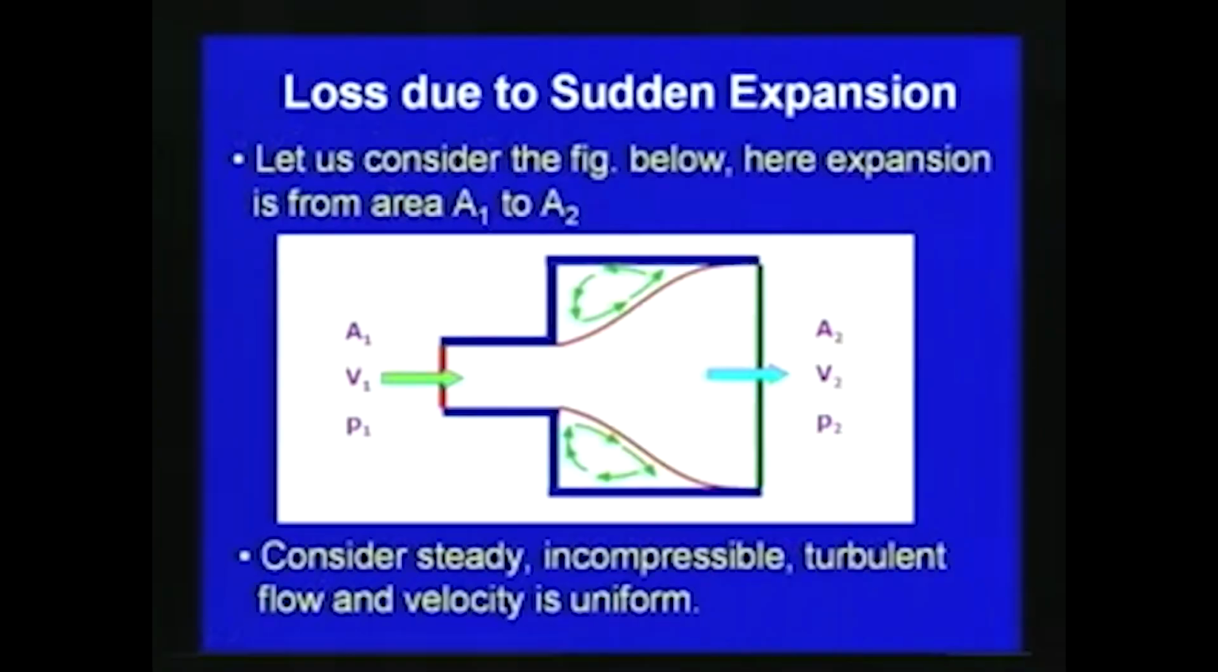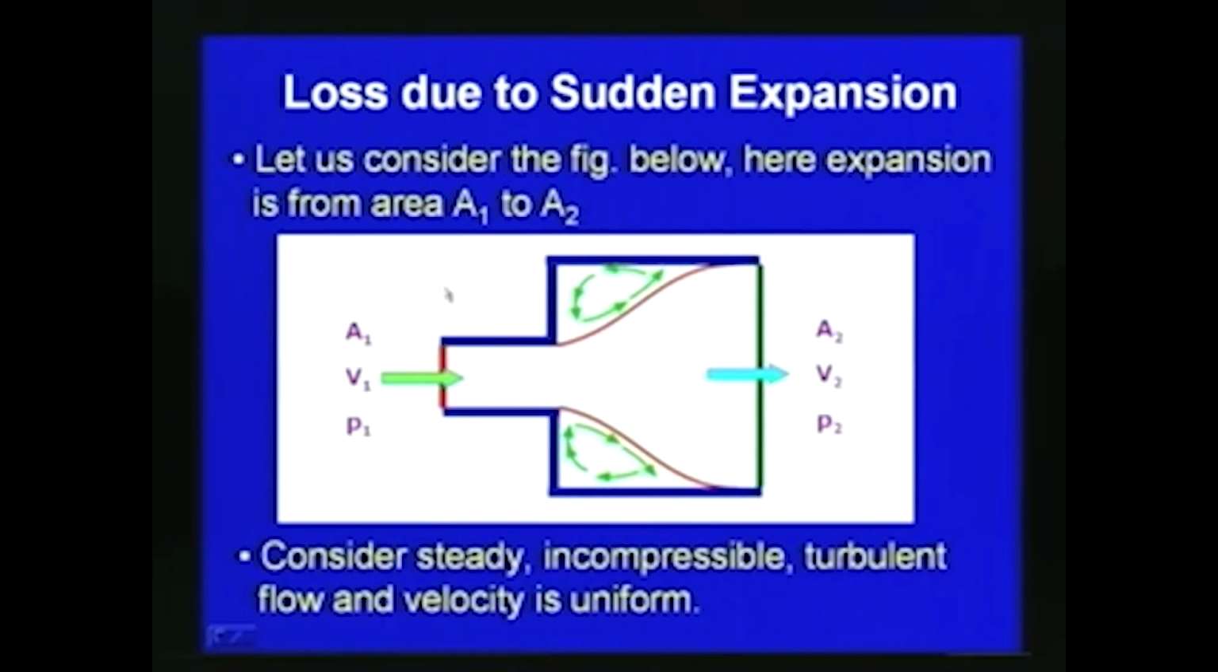So, now we will discuss in detail. First, let us consider the loss due to sudden expansion. Let us consider the figure below. Here you can see a pipe with a small diameter, and then it is connected to a pipe with a large diameter. So, there will be a sudden expansion like this. Flow is coming like this and then expands.